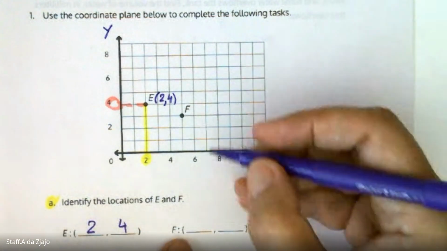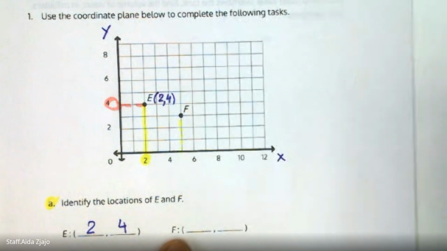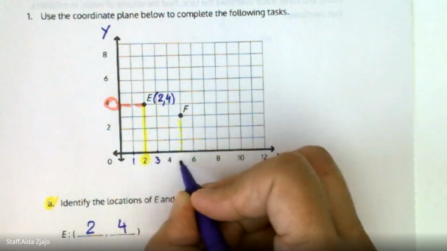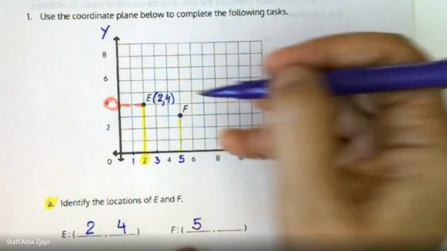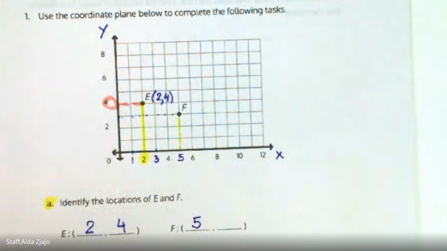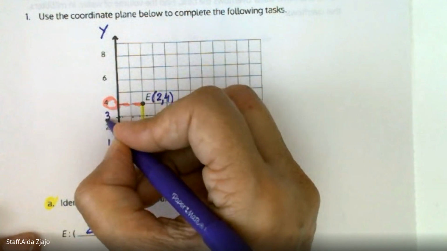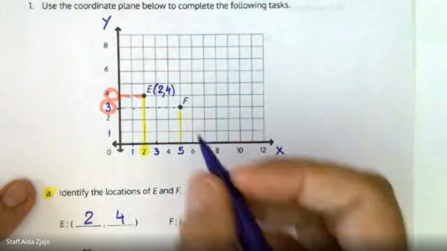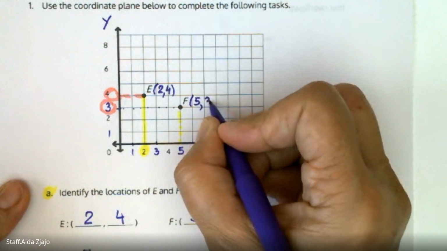Okay, now I'm going to need F. F again, go to the x-axis first. So here is 0, and then this has to be 1, 2, 3, 4, 5. So the x is 5. And y is over here. And that is, if this is 0, this is 1, this is 2, this is 3. So it's 3. Okay, so F has coordinate (5, 3).